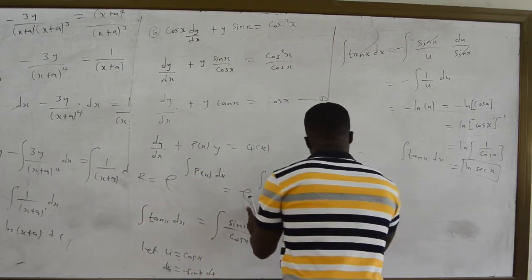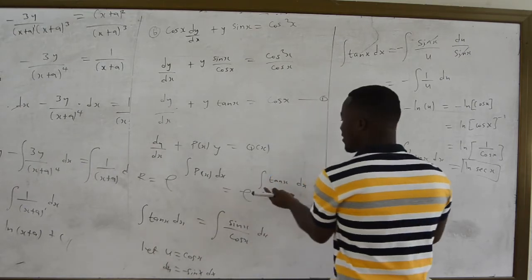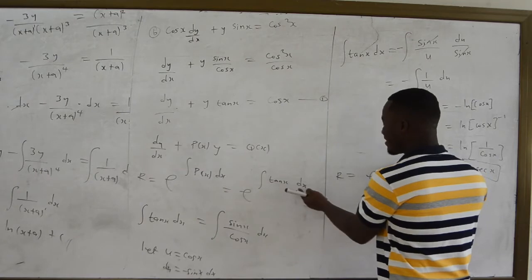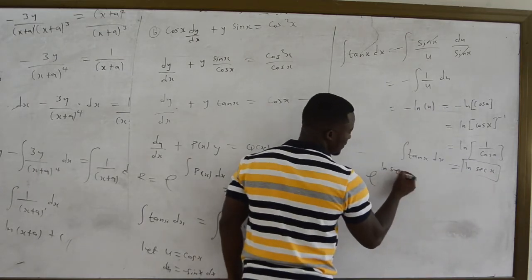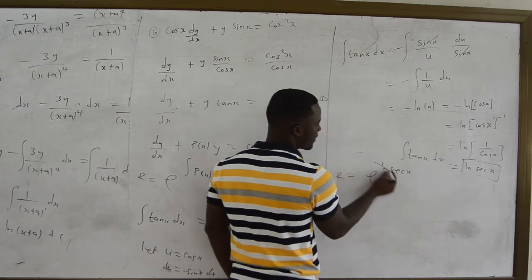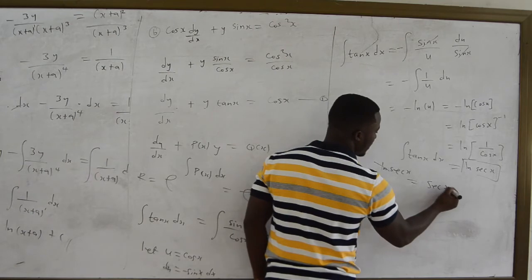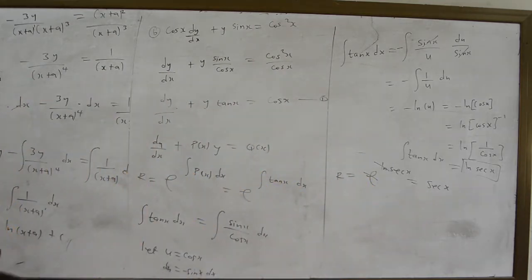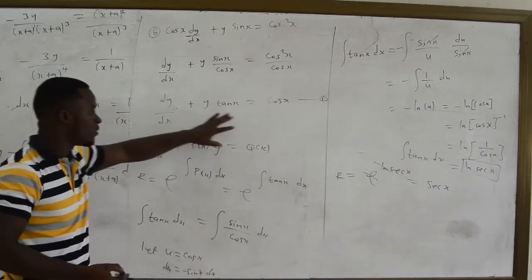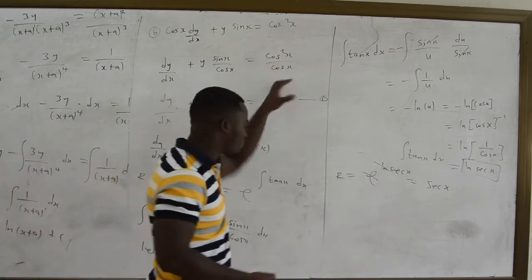So now I'll come back here. I have my integrating factor r equal to e exponent integral of tan x dx, which is the same as e exponent ln sec x. The ln will take the e here, so I have my integrating factor equal to sec x. So now we are able to find our integrating factor r. The next approach is that I'll come back to equation 1 and multiply it by the r.